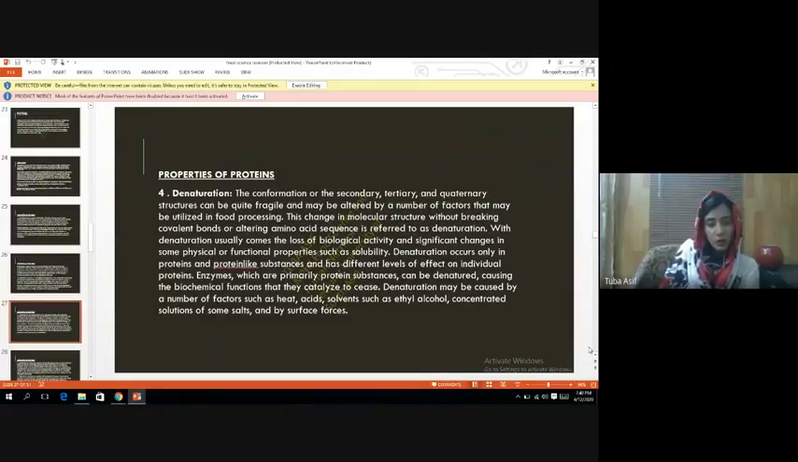This change in molecular structure without breaking covalent bonds or altering amino acid sequence is referred to as denaturation. With denaturation usually comes the loss of biological activity and significant changes in some physical or functional properties such as solubility. Denaturation occurs only in proteins and protein-like substances, with different levels of effect on individual proteins.